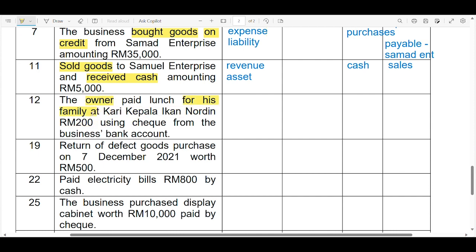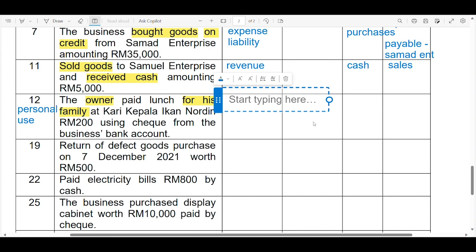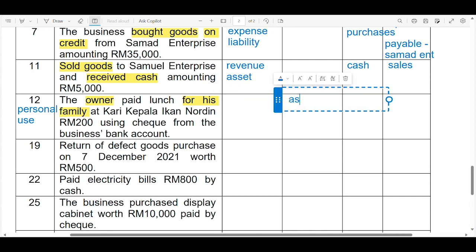For his family, meaning that this is a personal transaction. Okay, personal use. Using the check, meaning that the owner took the business money. So what happened to the money? Asset decrease. And whenever the owner took something from the business for personal use, the equity of the owner also will decrease.